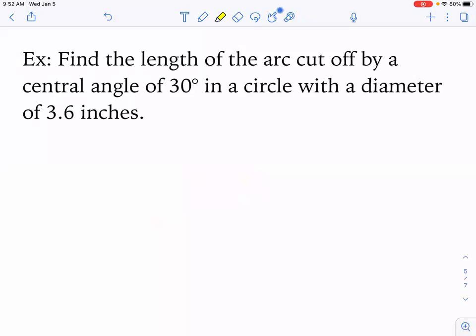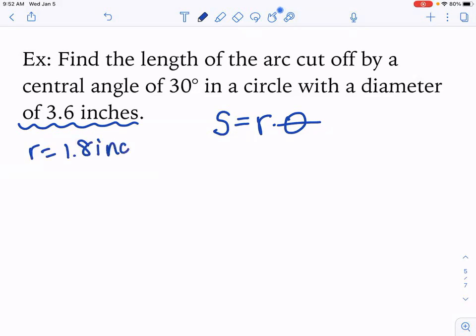All right, so we know that arc length is our radius times our angle. Okay, so first of all, I have the diameter, not the radius, okay? So if our diameter is 3.6 inches, Morgan, what would our radius be? If our diameter is 3.6, how do we get our radius? So the diameter is this, divided by 2. So 3.6 divided by 2 is 1.8. So our radius is 1.8 inches.